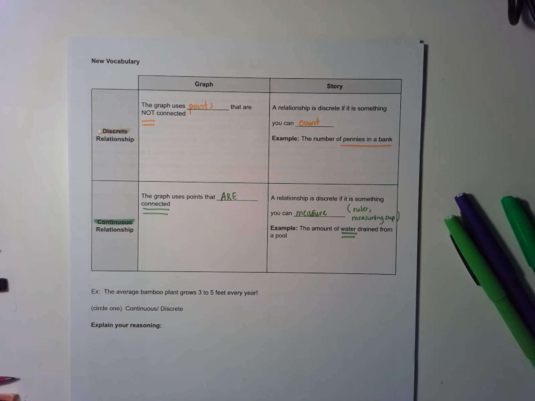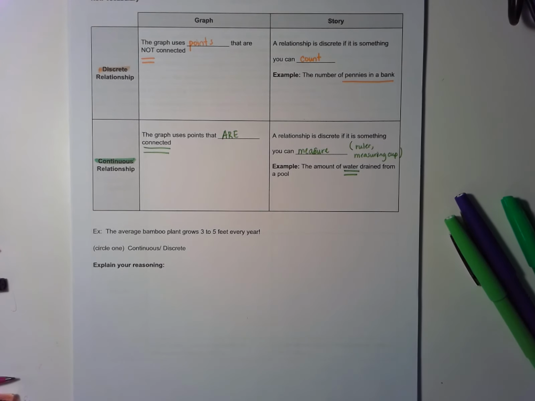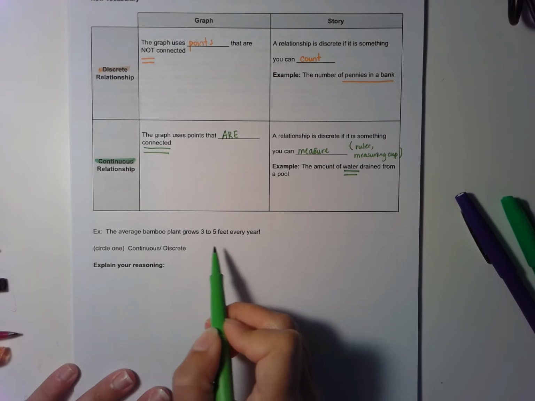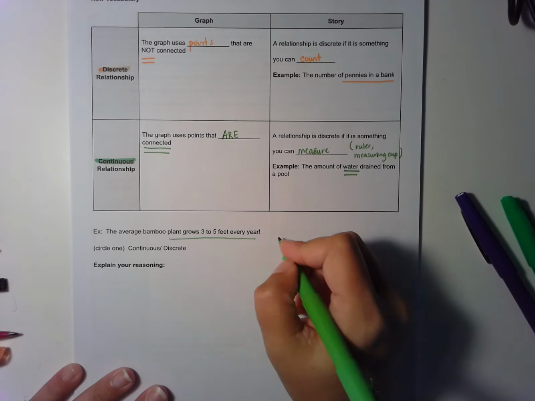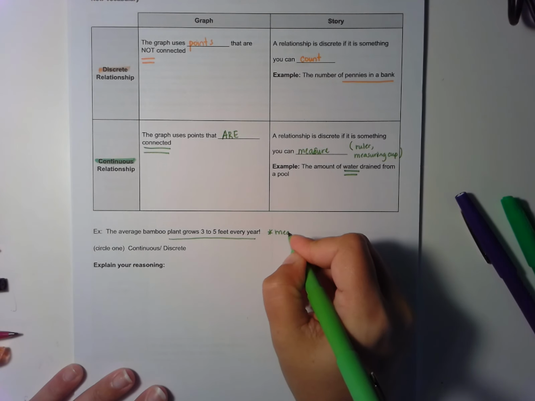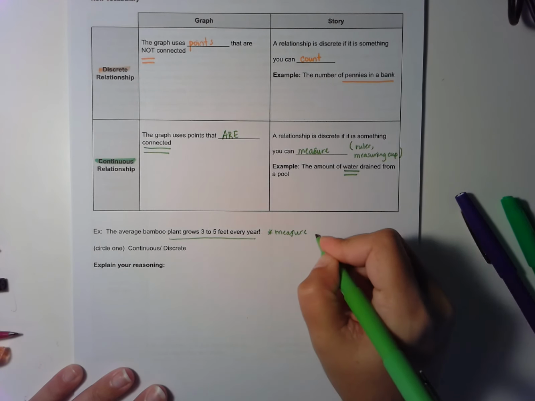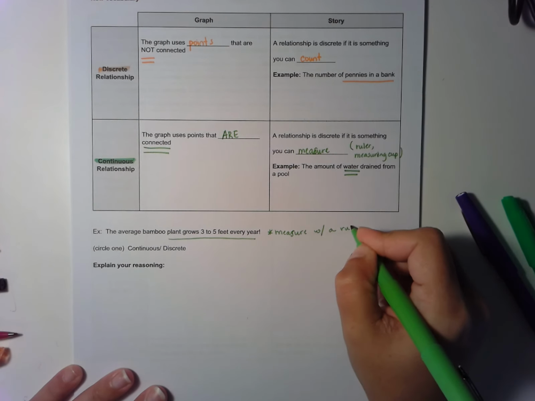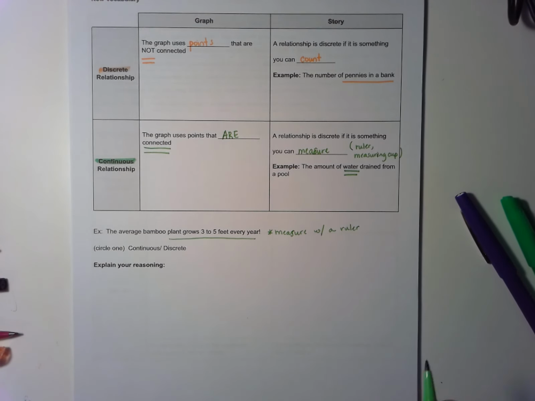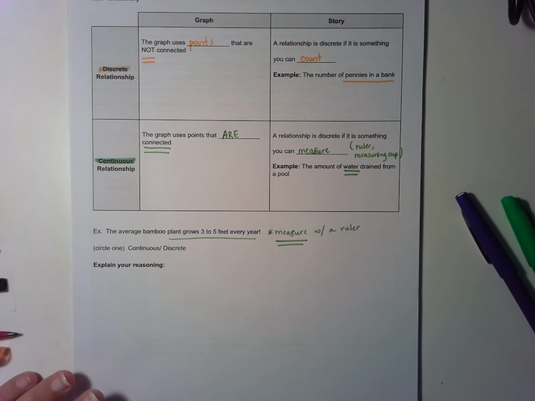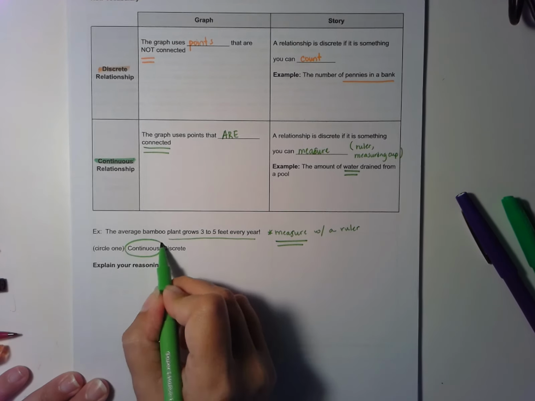An example of a question you might see is this. The average bamboo plant grows 3 to 5 feet every year. Would that relationship be continuous or discrete? So let's think about growing. If I was measuring the height of a bamboo plant, this is something that I would measure with a ruler or a yardstick or something. So because it's something that I measure, I don't count how tall a bamboo plant is, I measure how tall a bamboo plant is, I'm going to say that this is a continuous relationship.